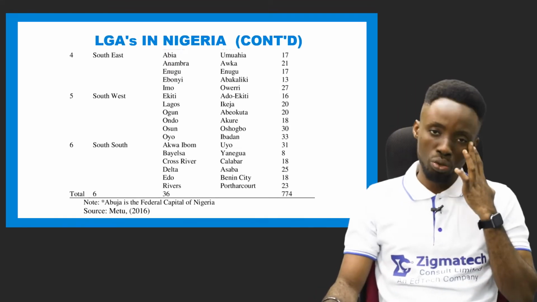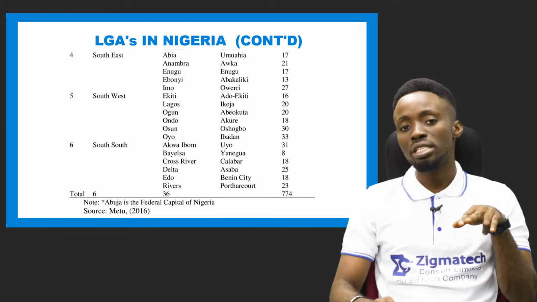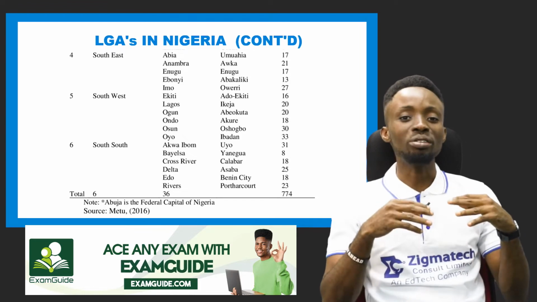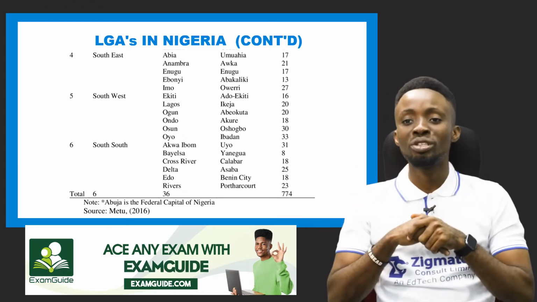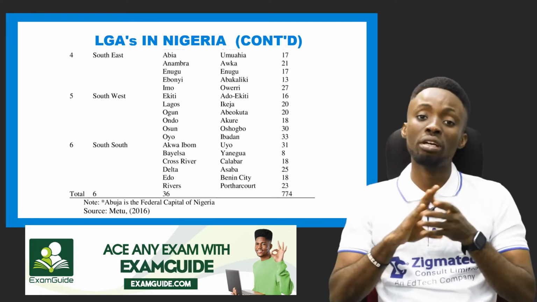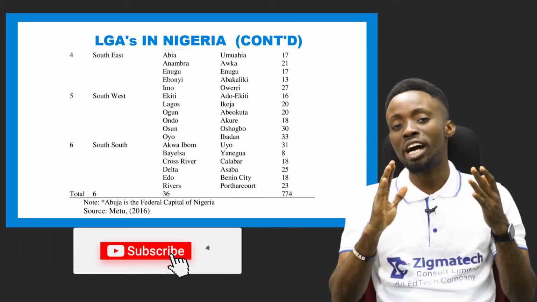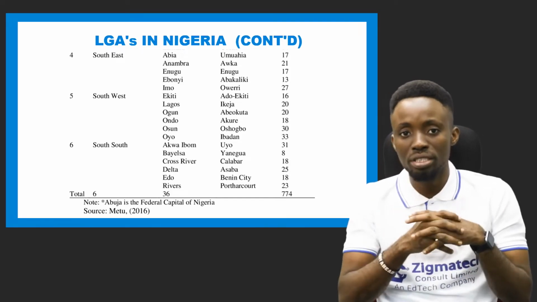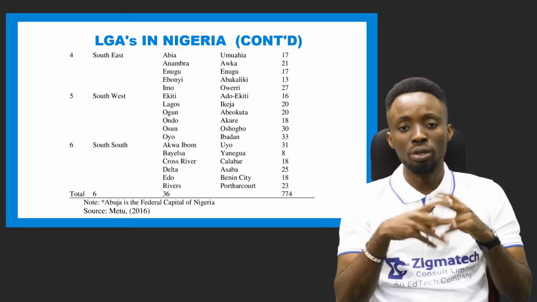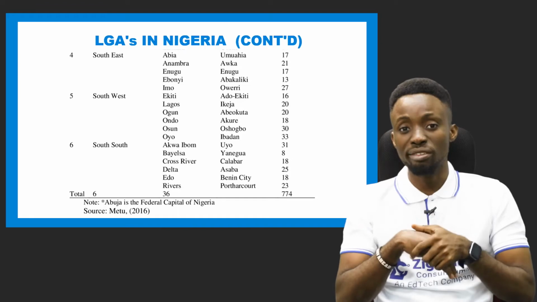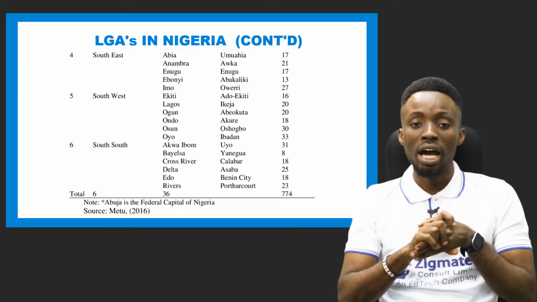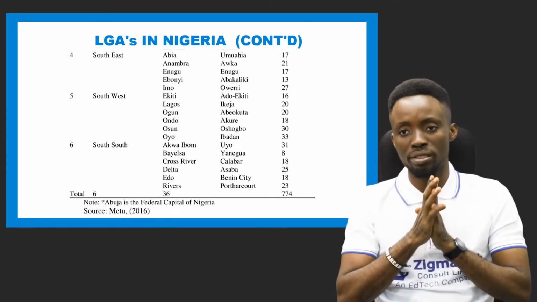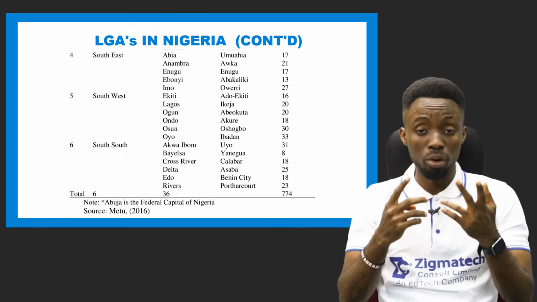Now let's go to the Southeast, you know, the Igbo land per se. Now in the Southeast, which is made up majorly of the Igbos, we have states like Abia State, Anambra State, Enugu State, Ebonyi State, and Imo State. Now these are the states we have in the southeastern part of Nigeria. And if you look at Abia State, we have about 17 local government areas in Abia State, and Umuahia is the capital. Then in Anambra State, we have about 21 local government areas, and we have Awka as the capital.